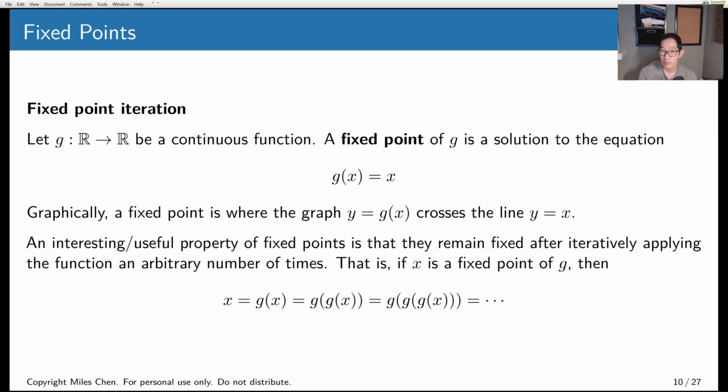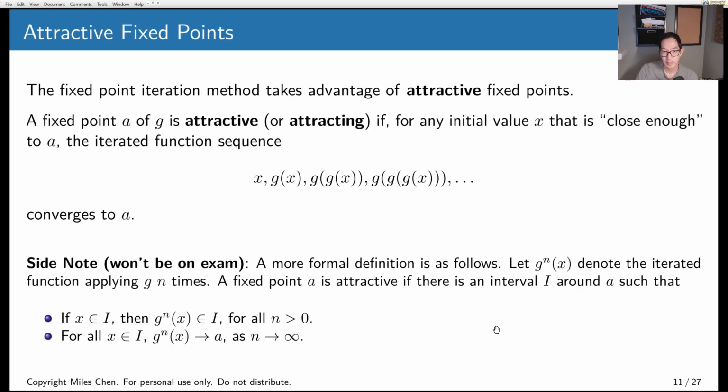So if you do have a fixed point x and you apply the function g to it, then g of x is equal to x. And if you apply the function to it multiple times, like g of g of g of x, they're all going to equal x. That's what it means to be a fixed point.